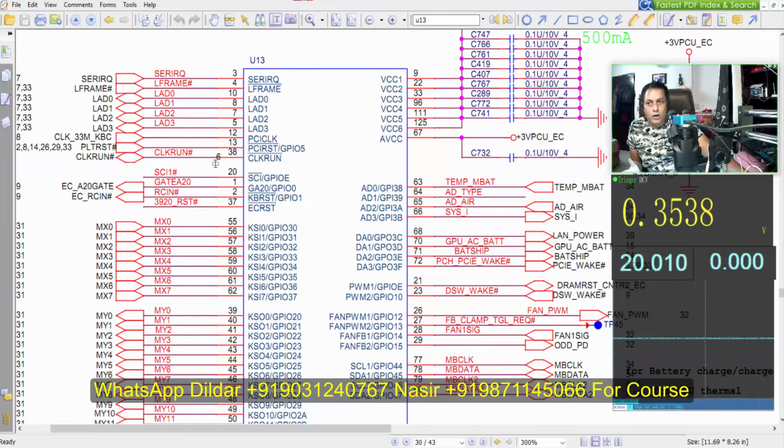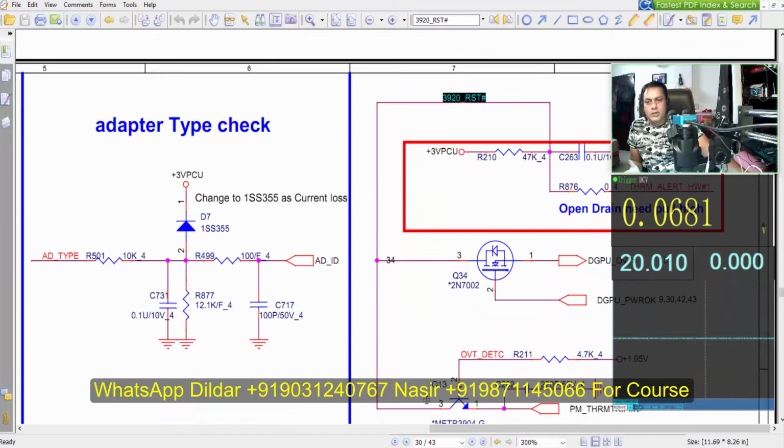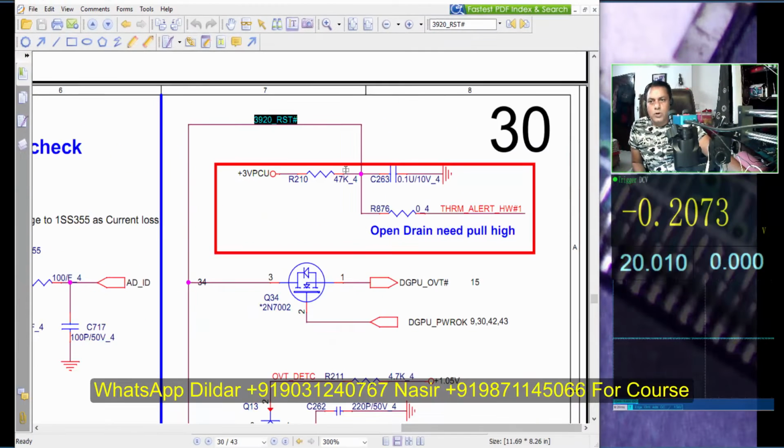So how can we do that? You just copy this area and paste it. This is the area where we have to find the problem. The 3-volt PCU goes across R210, which is around 47 kilo ohm, and it is going to pin number 37. Okay, it is going to pin number 37.